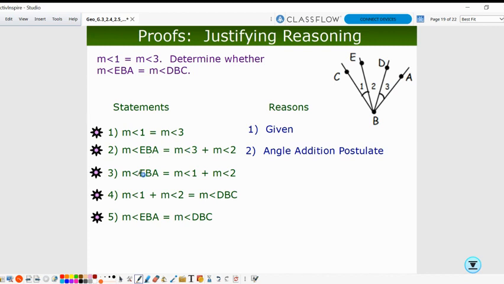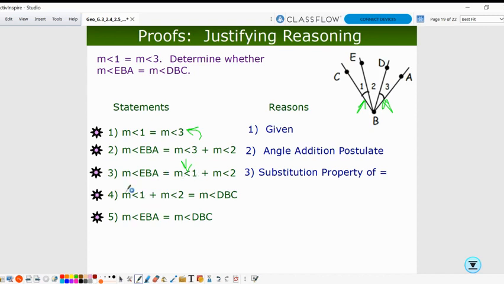Next, we're going to take a look at EBA. It says it's equal to the measure of angle 1 plus angle 2. Now, why would that be the case? I thought it was 3 with 2. Well, if we look back at our diagram, we can see that angle 1 and angle 3 are marked congruent. So we're taking angle 3 and replacing it with angle 1. This refers back to my original statement. This is your substitution property of equality. We're just replacing this 3 with the 1.